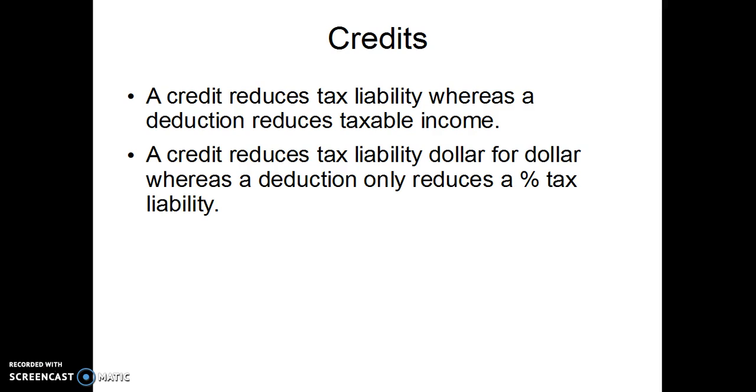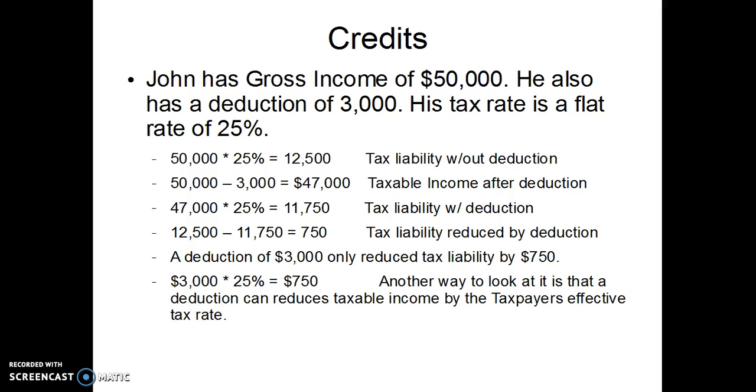A credit reduces the tax liability dollar for dollar, whereas a deduction only reduces a percentage of the tax liability. Because the deduction really isn't reducing the tax liability directly, it's reducing the taxable income, which reduces the tax liability. It will be clear when we look at an example. John has gross income of $50,000. He also has a deduction of $3,000. His tax rate is a flat rate of 25%.